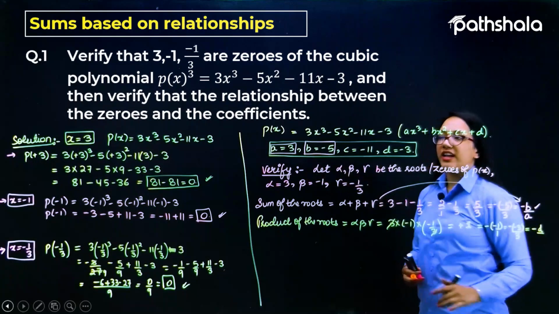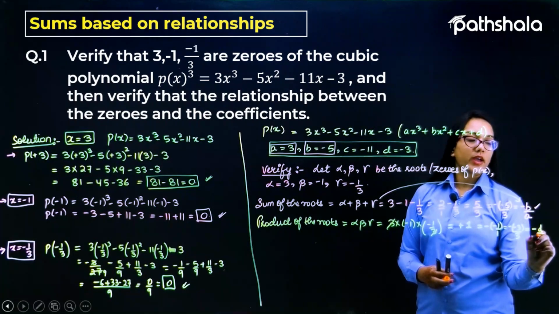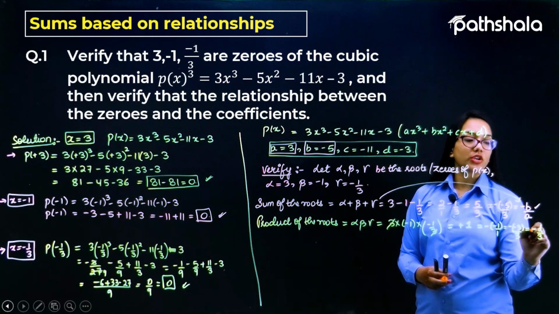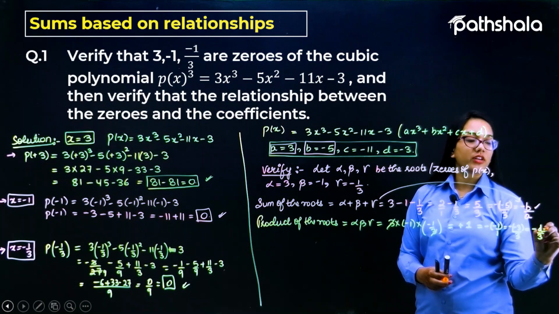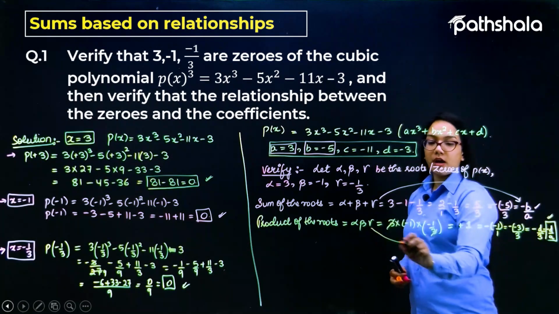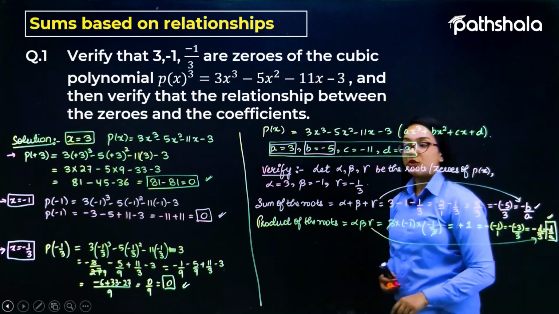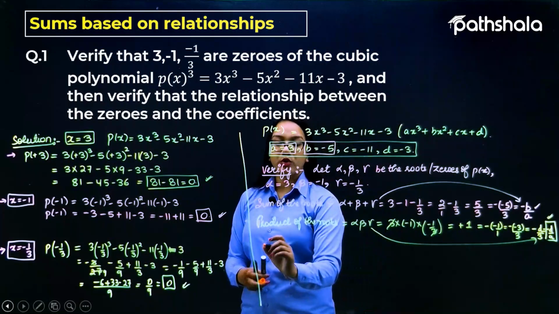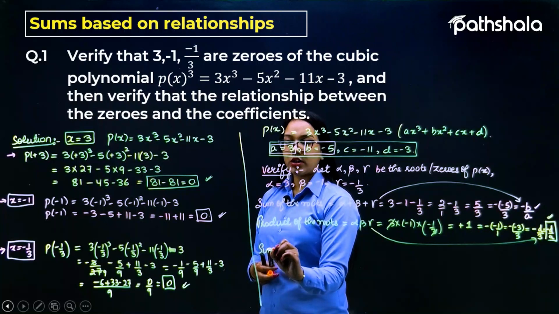What is the value of a? a is nothing but 3, so hence we can write it in the form minus d by 3, or further we can say minus d by a. So this is nothing but the relationship that alpha beta gamma is equal to minus d by a.